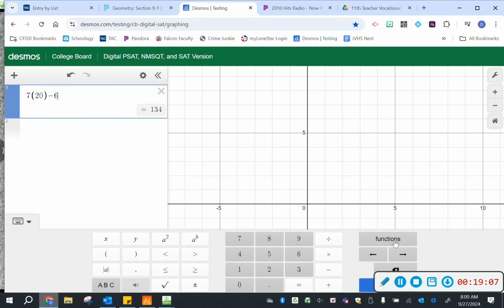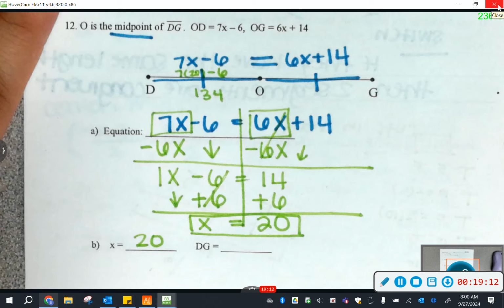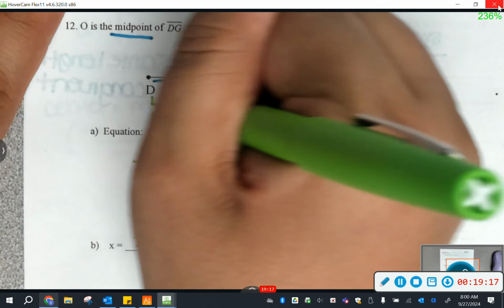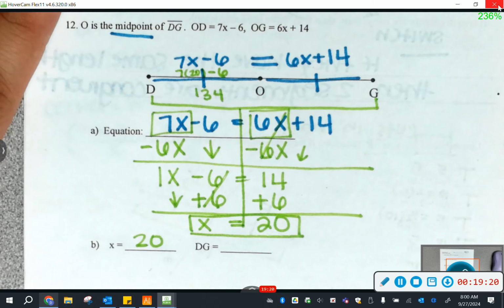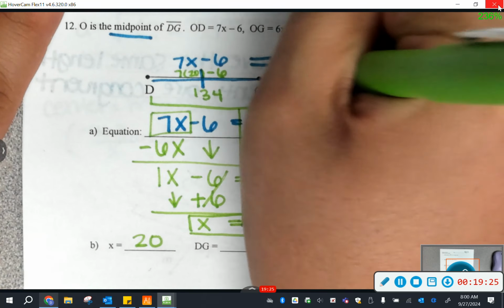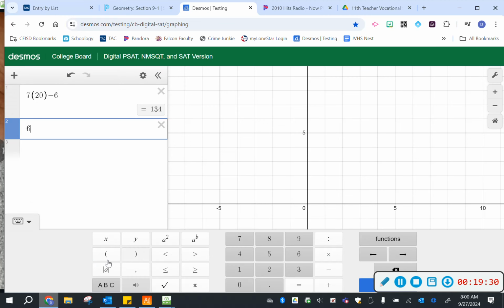You're plugging in. That is not my answer. Why is 134 not going to go in the blank? It wants DG. It wants this whole thing. So what do I do? Do the other. Do it to the other. 6 times 20 plus 14. Now, because this is midpoint, what should happen right here? If they're not the same number, what does that mean? You did something wrong. You might want to raise your hand and just be like, do you see my mistake? And I'll be like, yeah, you got the wrong equation. And I'm going to walk away.